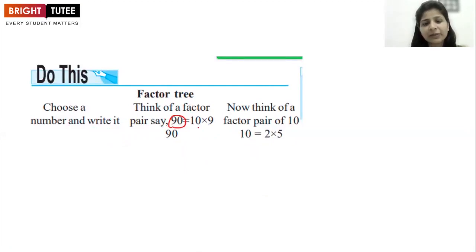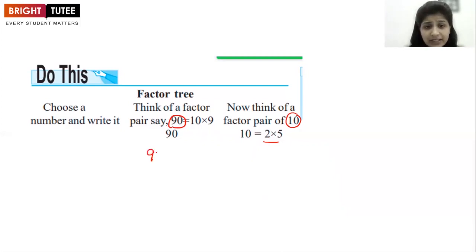If I think of the factor pair, that is 10 into 9. If I think of 10, then 2 into 5 are the two factors. Let's try to convert them to prime factors. First of all, the number is 90. If the number is 90, I will write it like this.